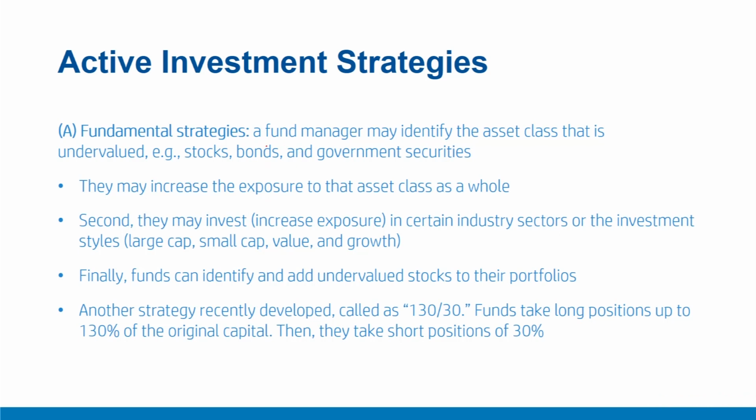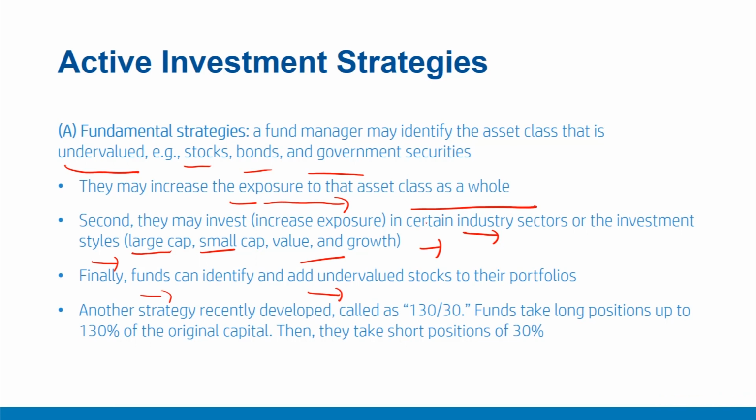In a nutshell, as a part of fundamental strategy, a fund manager may identify assets that are undervalued, or an asset class itself like stock, bond or government securities. When they find such undervalued securities, they will increase their exposure to these asset classes as a whole. Also, as a part of fundamental strategy, the fund manager may identify certain industry sectors that are undervalued or expected to do well, so they can increase their exposure to these industry sectors. They can also find certain investment styles which are viewed favorably by the market. For example, these styles include large cap versus small cap, value versus growth, and so on. So the fund can take a certain view on a given style. Finally, depending upon their view on the industry sector and investment styles, funds identify undervalued stocks that are expected to do well in future and add these stocks to their portfolios.